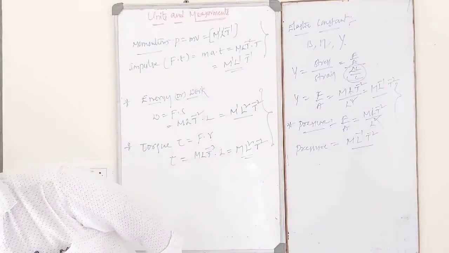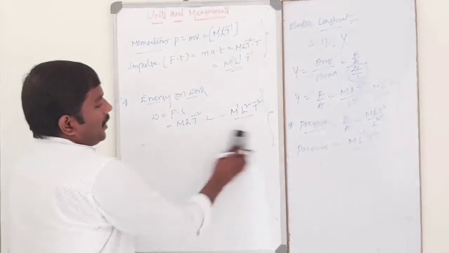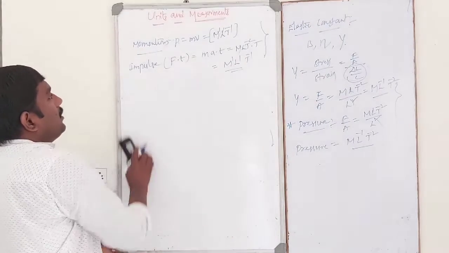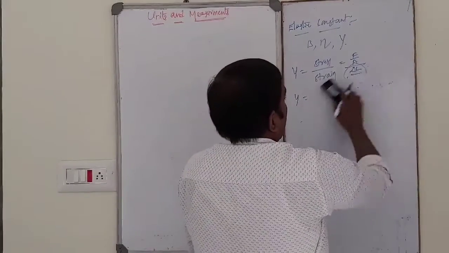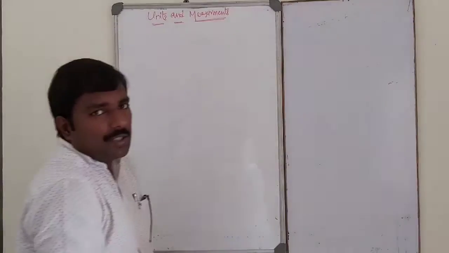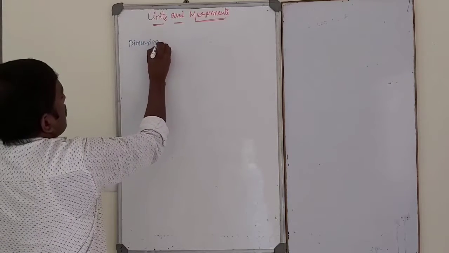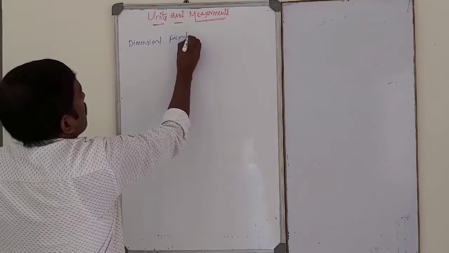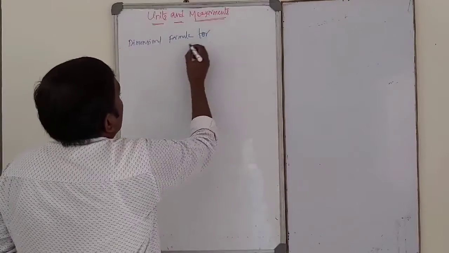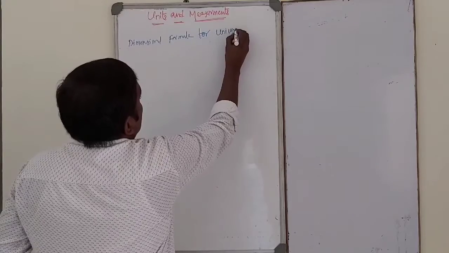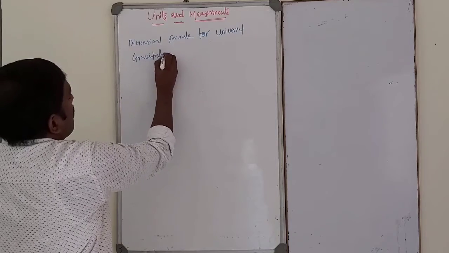Now let us discuss the dimensional formula for fundamental constants. These are some physical constants, some fundamental constants. The universal gravitational constant: dimensional formula for the universal gravitational constant.